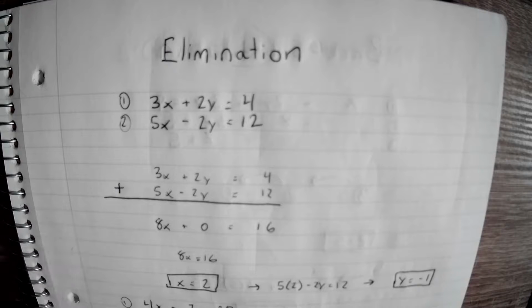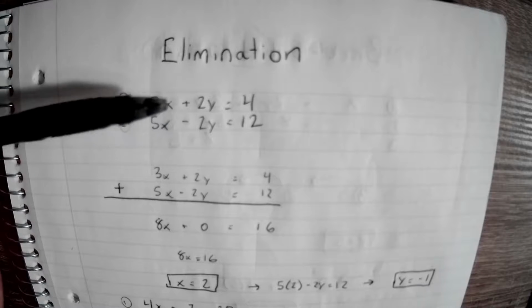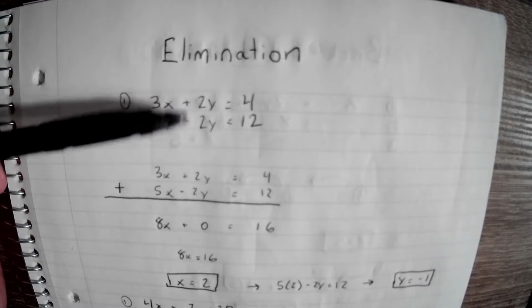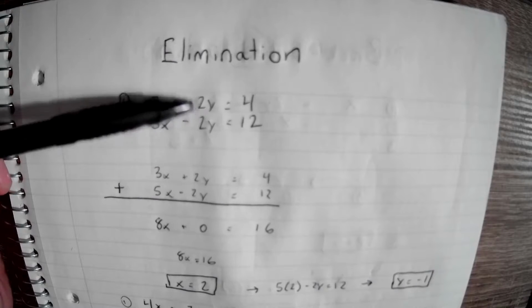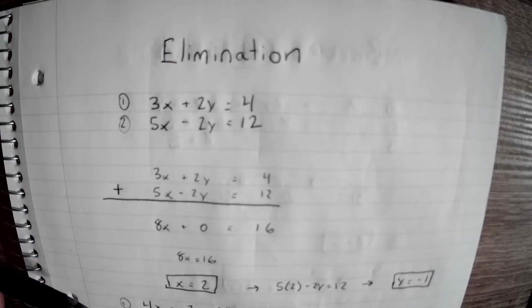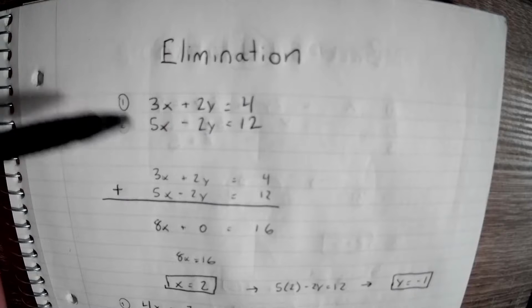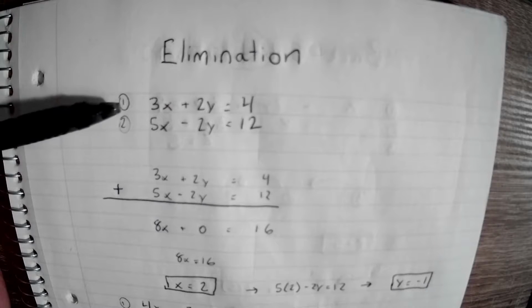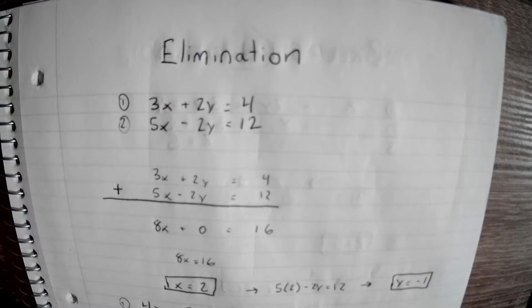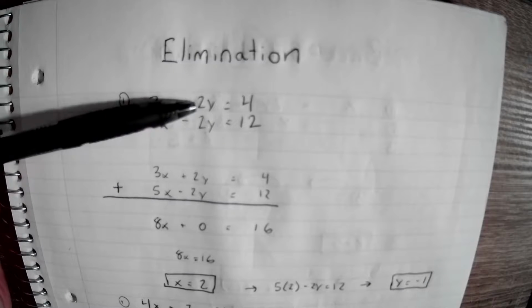This one is very easy because we don't need to find multiples. We just have positive 2y and negative 2y. If we were to add positive 2 and negative 2 together, we would get 0y and eliminate the y. In other cases where the variables aren't exactly the same number, you can multiply the equations by some sort of number to help achieve that situation where the coefficients would be similar, right?